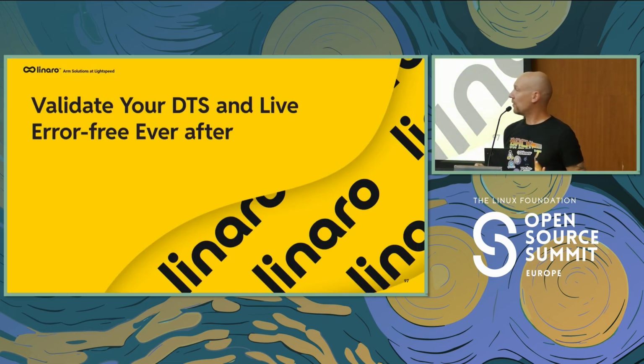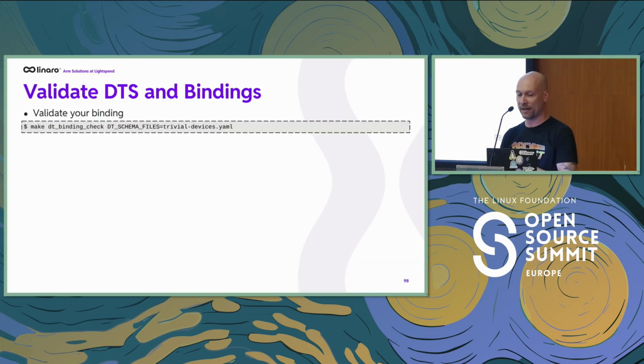We're getting to the end of the talk. So I mentioned that we have the bindings and that they can help you. They can save your time. Why? Because the YAML syntax and the DT schema allow you to validate both the bindings and DTS. So here are practical commands which you are expected to use whenever you create new bindings.